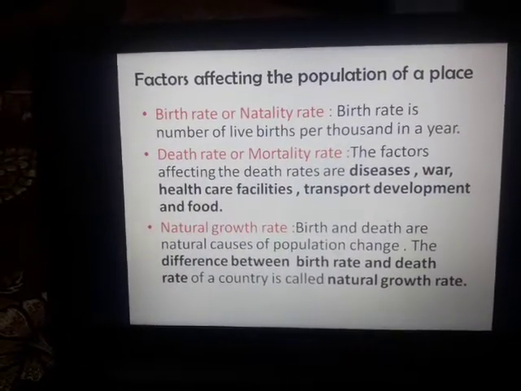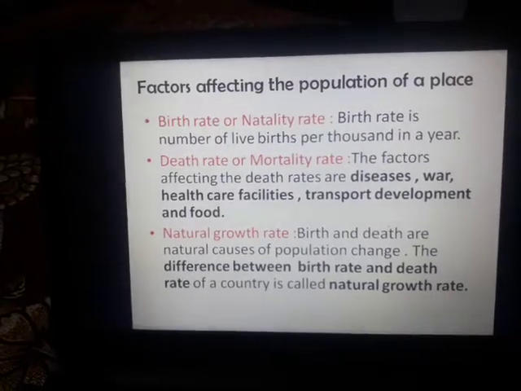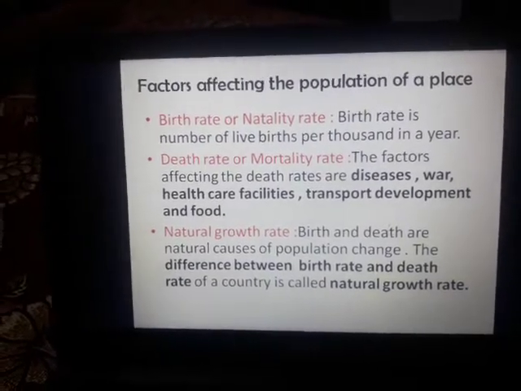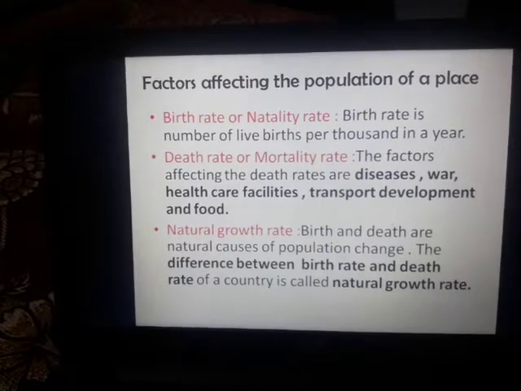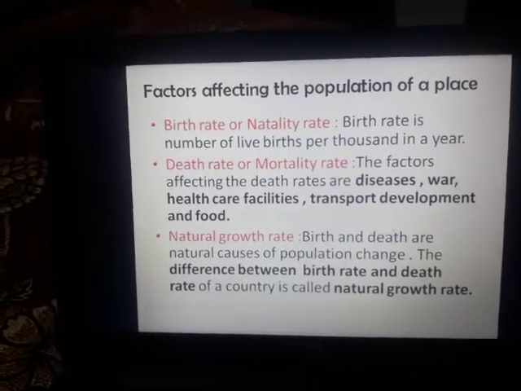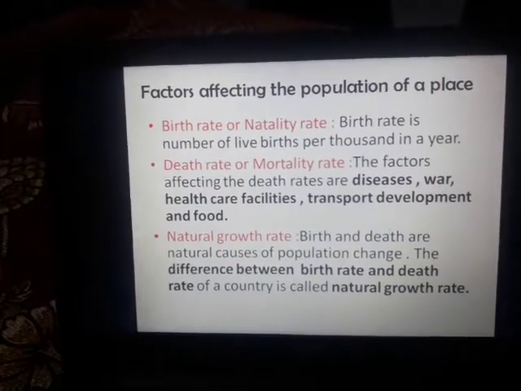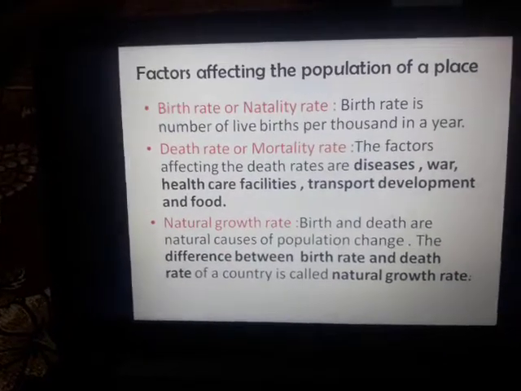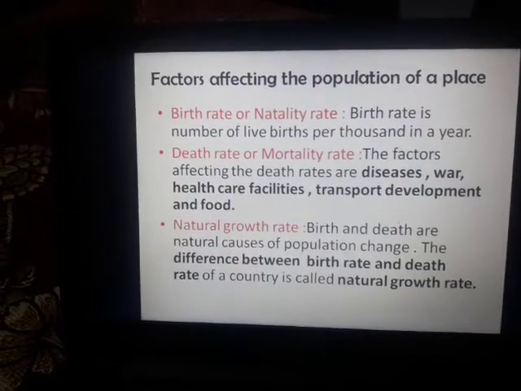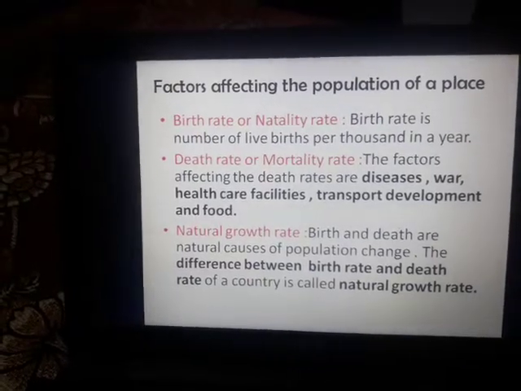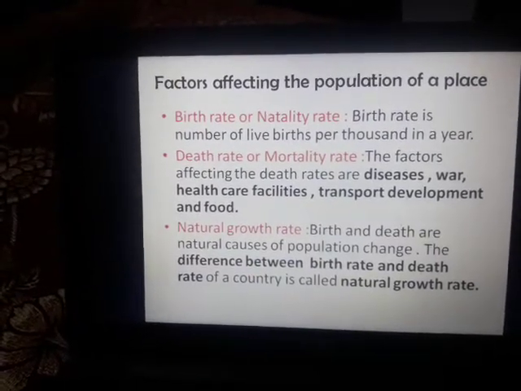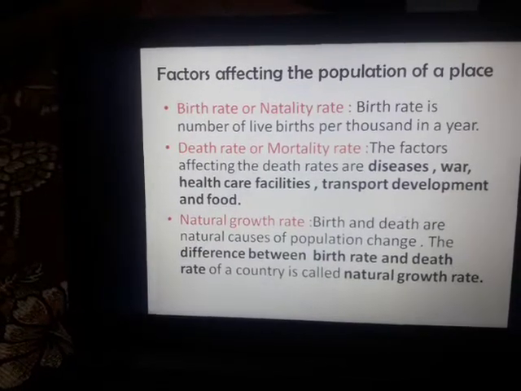What is birth rate or natality rate? Birth rate is the number of live births per thousand in a year. Then, what is death rate or mortality rate? The factors that affect the death rates are diseases, war, healthcare facilities, transport development and food.